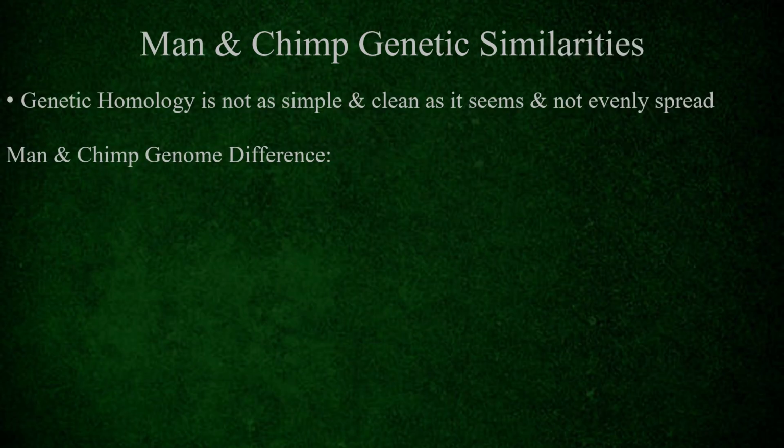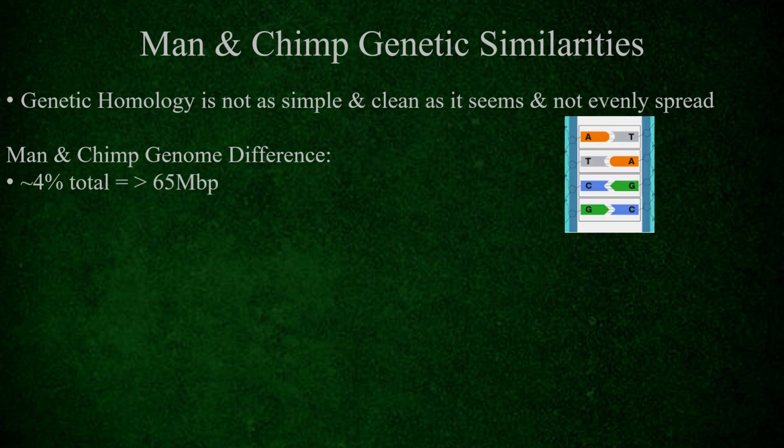Now, with human and chimp genetic similarities, genetic homology is not at all as simple and clean as it seems, and it's not evenly spread throughout the genome, which is the total of the genetic information. So let's look at how much difference there is between human and chimp genomes. First of all, there's around 4% total difference between the two, not 2% or less, which you're usually told.